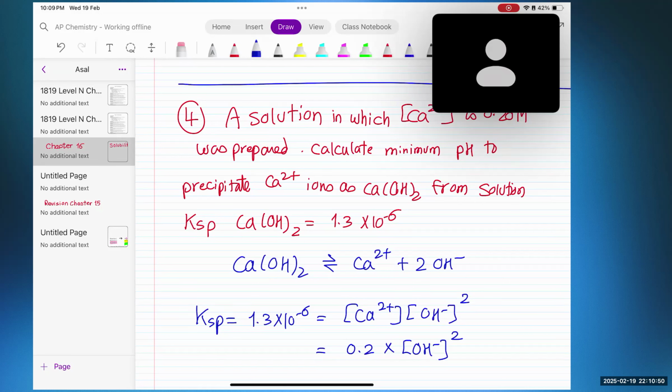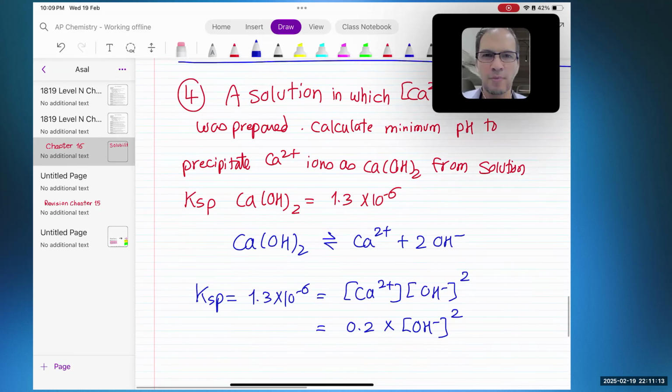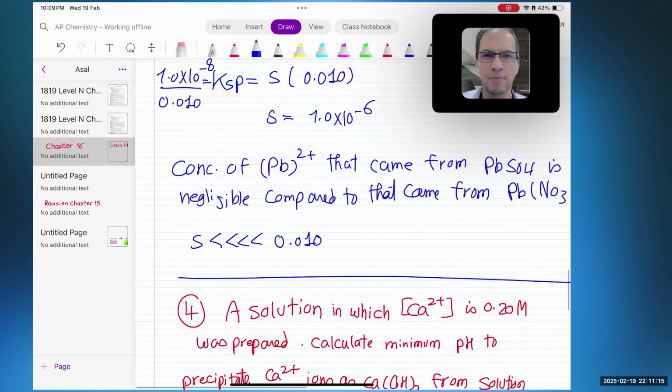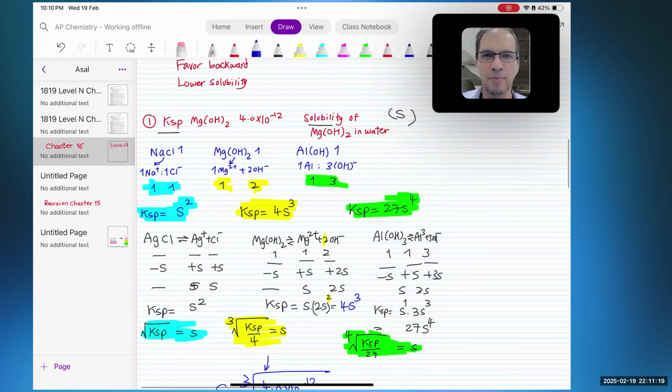But shouldn't it be 2S? Because when you do the ICE table, it will be +2. You said 2S, but you don't need the 2S. Yeah, I mean, like 0.2 times 2S all squared equals the Ksp. No, take care, this is very important. When you speak and you say 2S, you don't put the S, you just put the S squared. You don't put the 2.